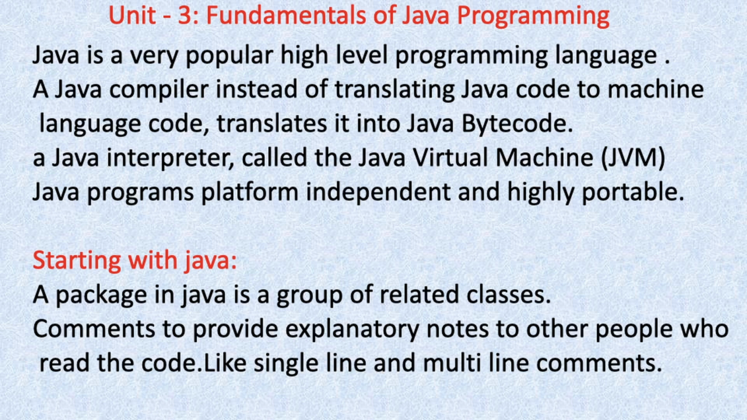There are certain terms used in Java. A package in Java is a group of related classes. There are comments to provide explanatory notes to other people. There are two types of comments, single line comment and multi-line comment. There are methods in Java. A method is a group of statements written to perform a specific task. There can be user-defined methods too.